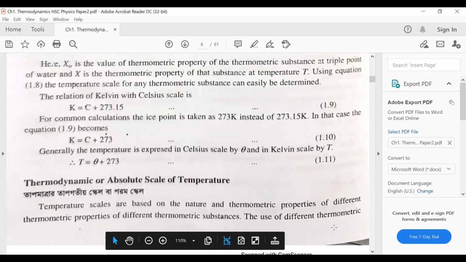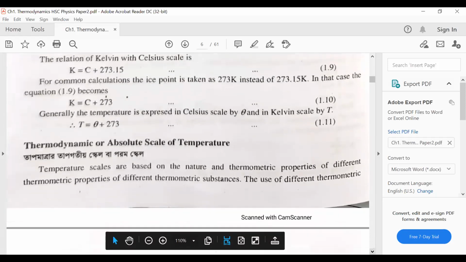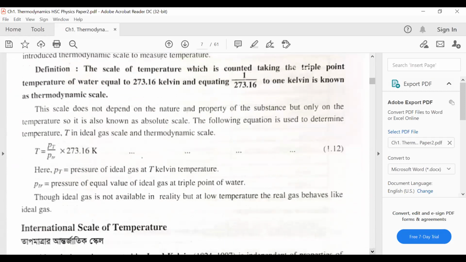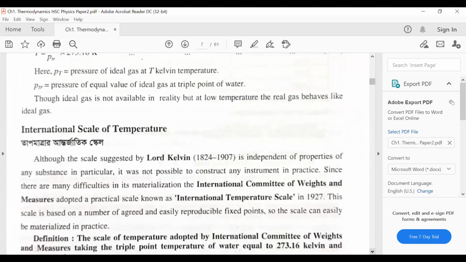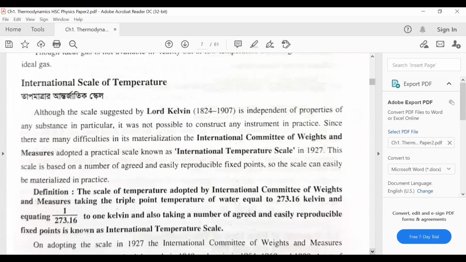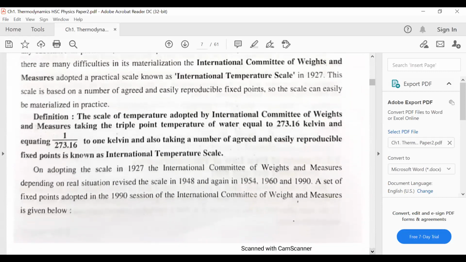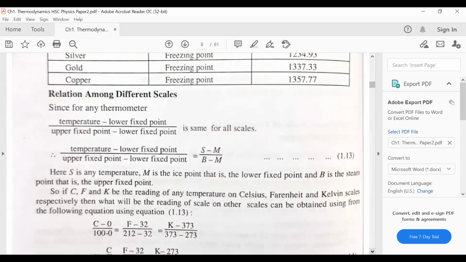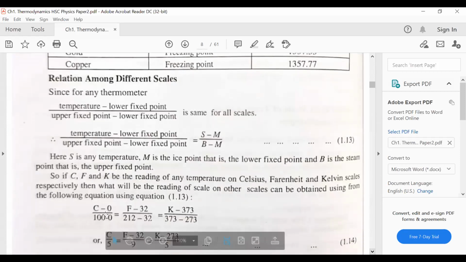So this is the absolute scale of temperature. As I told, the substances are not moving at all in the absolute scale of temperature. It's also called the international scale of temperature, or the SI unit of temperature. Now, there are some fixed points. I think the time is going to get over, so we will just discuss this one and we will end.